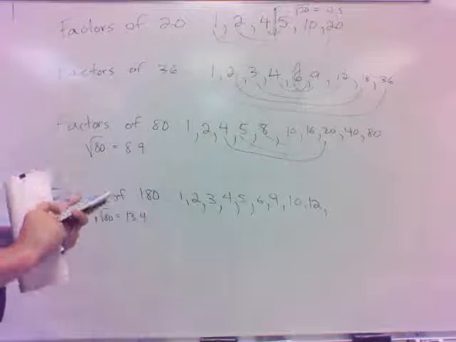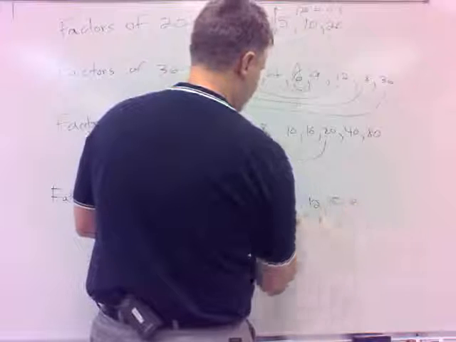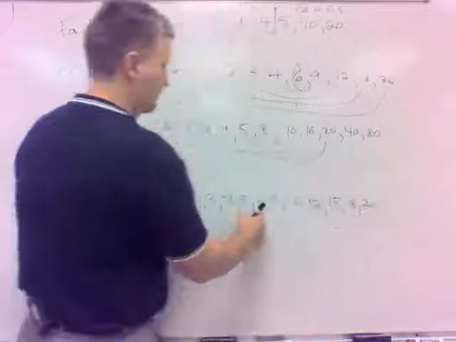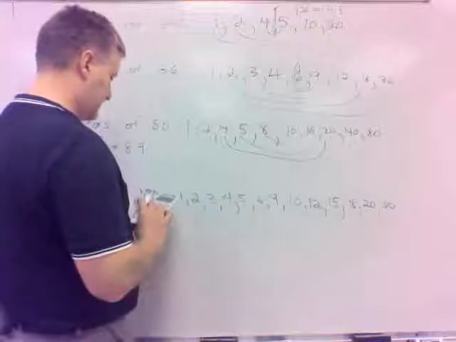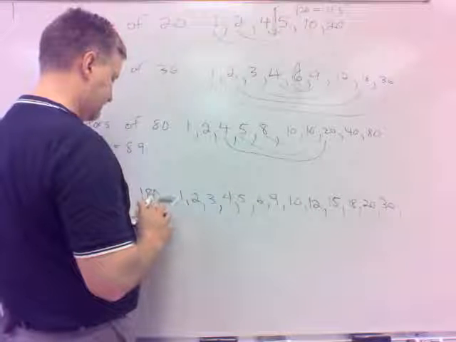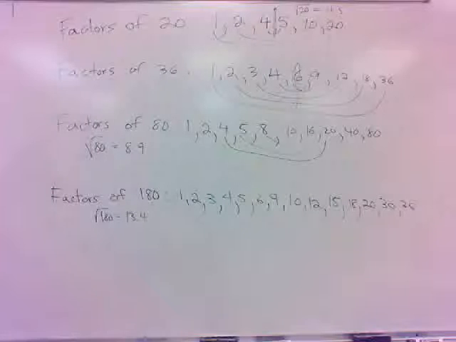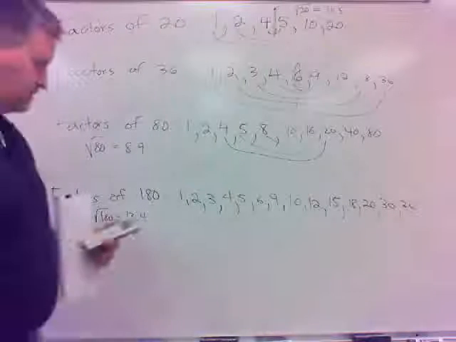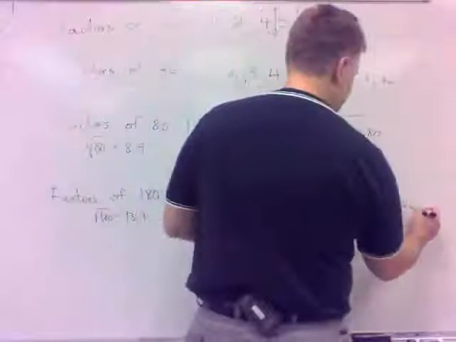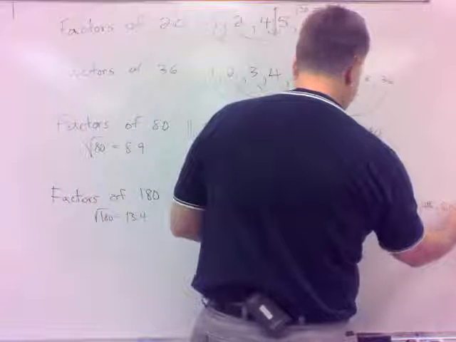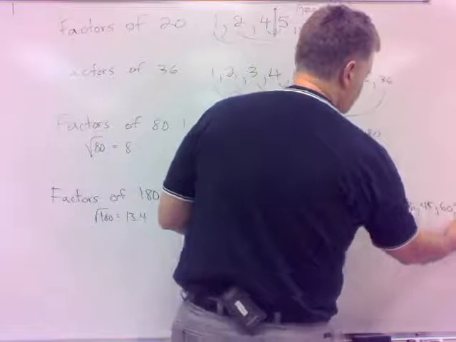180 divided by 12, so that would pair up with 15. 180 divided by 10 is 18. 180 divided by 9 is 20. 180 divided by 6 is 30. 180 divided by 5 is 36. 180 divided by 4 is 45. 180 divided by 3 is 60. 180 divided by 2 is 90. And 180 divided by 1 is 180.